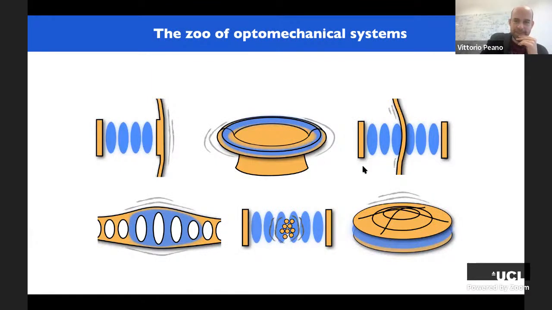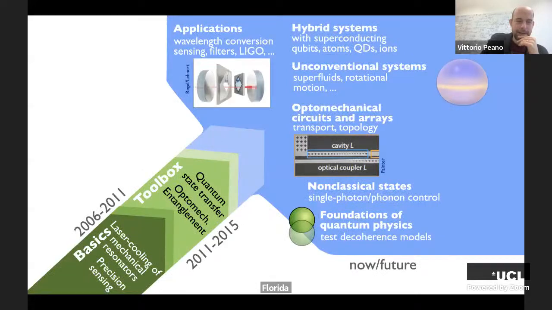Okay, so here is some more pictures where you see the kind of vibration. This very nice drawing was produced by Florian Marquardt. And then also some kind of overview. This is also a slide that I borrowed from Florian.